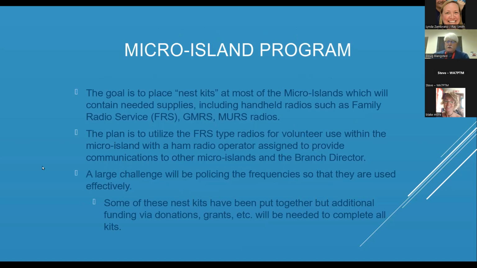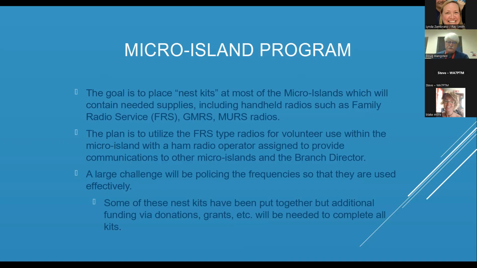So some of the communications capabilities we're putting in the nest kits are FRS radios, and we may have GMRS and MURS radios also, and those are radios that the public can use. GMRS requires a license if you're going to be on the GMRS frequencies, but the license is $35, and I think it's for 10 years. Somebody correct me if that's not accurate, but it's not very much to operate on GMRS frequencies. And a lot of those have repeaters like ham radio repeaters, that's similar to, but it's on UHF in this particular case.